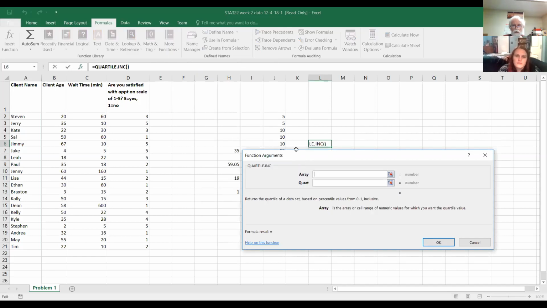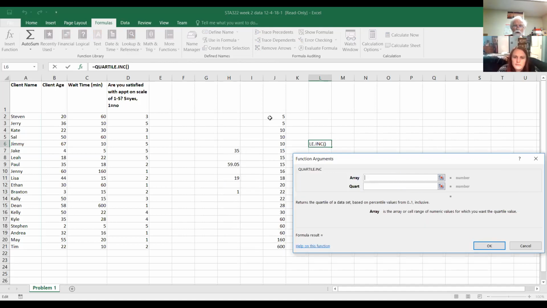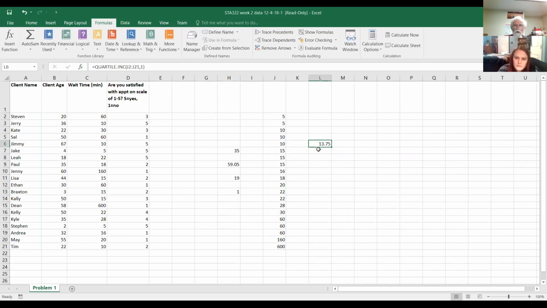We want the inclusive. We want to include all of the data. So the array, and we didn't put in the array. So we want the array, and we want the first quartile, and we get 13.75. Now there's a reason that doesn't quite work out to be the 12.5 that I estimated, but it has to do with some weighting that's done with this.